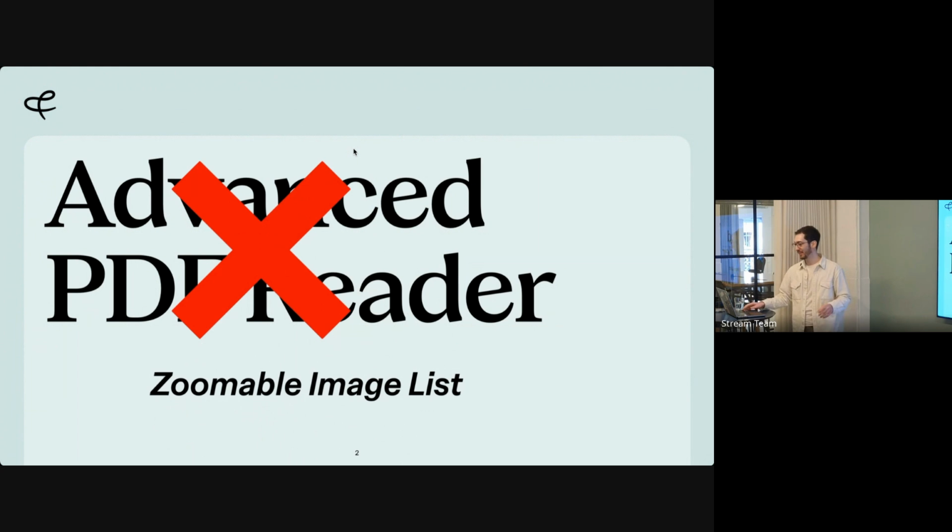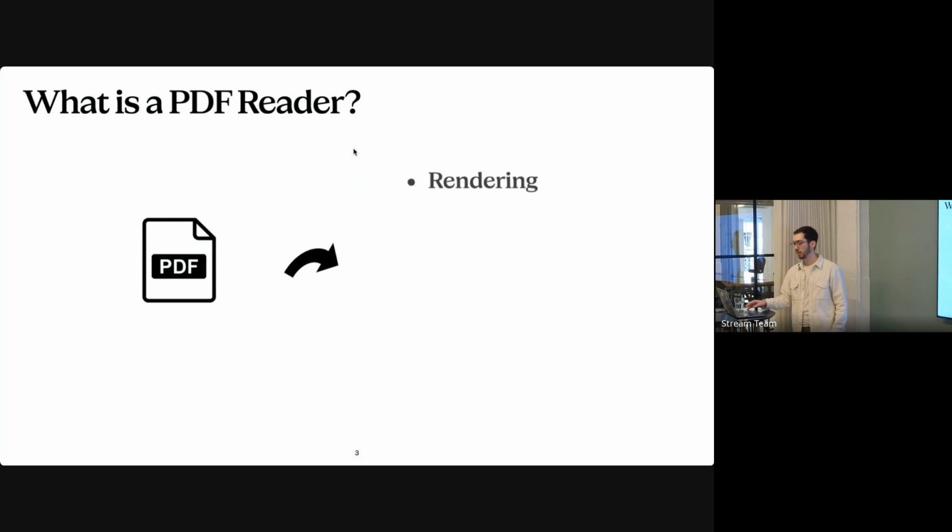But before, let's start with what is a PDF reader to begin with, right? It's basically a piece of software that takes an input, which is a PDF file, and it outputs a set of features that we all know. First is rendering the pages on the screen. Then the users need to be able to zoom in and out. Then they should also be able to scroll and pan. And these three features are the ones we will focus on in this talk mainly.